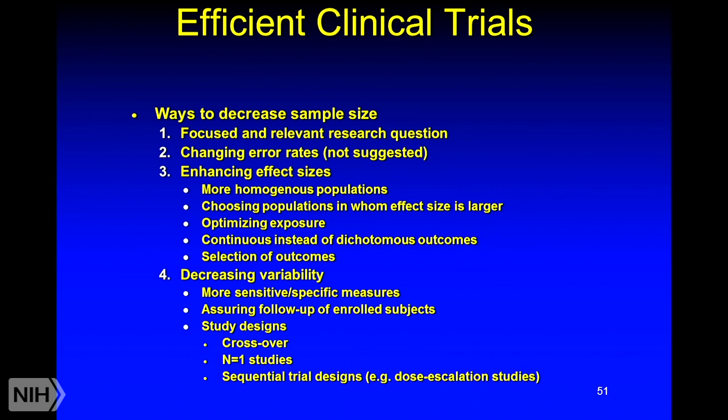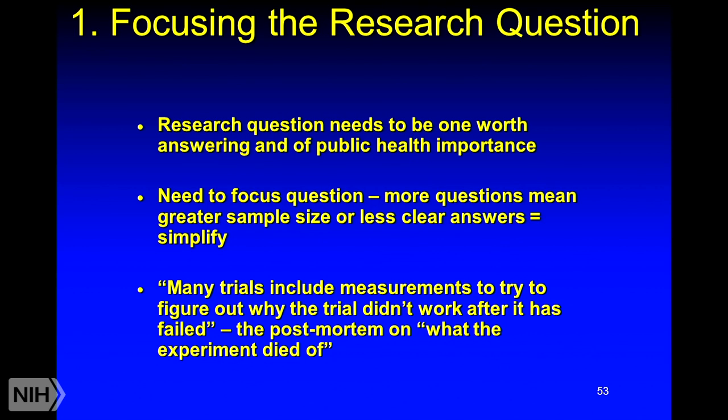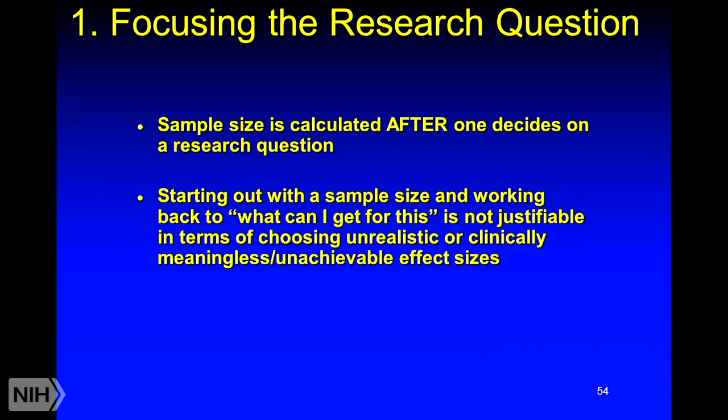So now that we got that background, how are we going to actually make these trials more efficient? There's really 4 ways to actually do this, and we'll go through them one at a time. The first is to have a more focused and relevant research question. The research question we already talked about needs to be one that's worth answering, but focusing it on a more homogeneous population actually allows you to have less variability in the data.